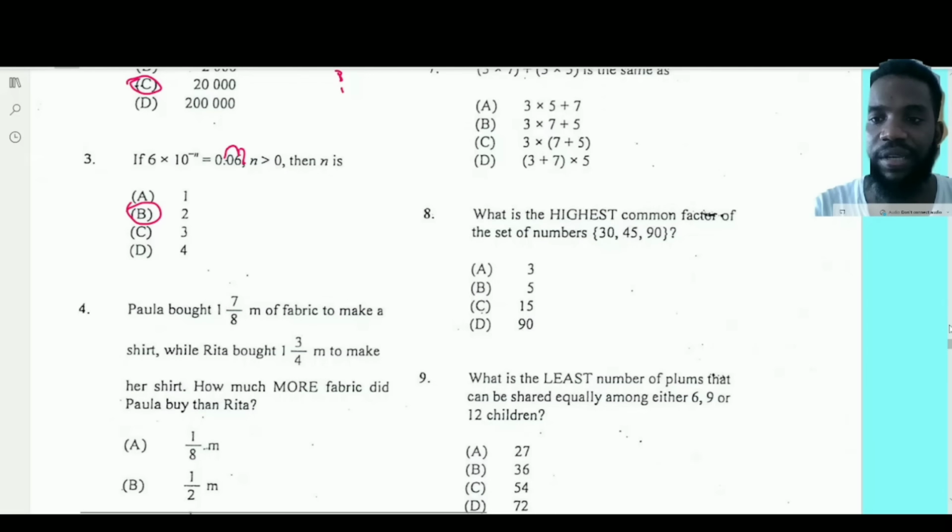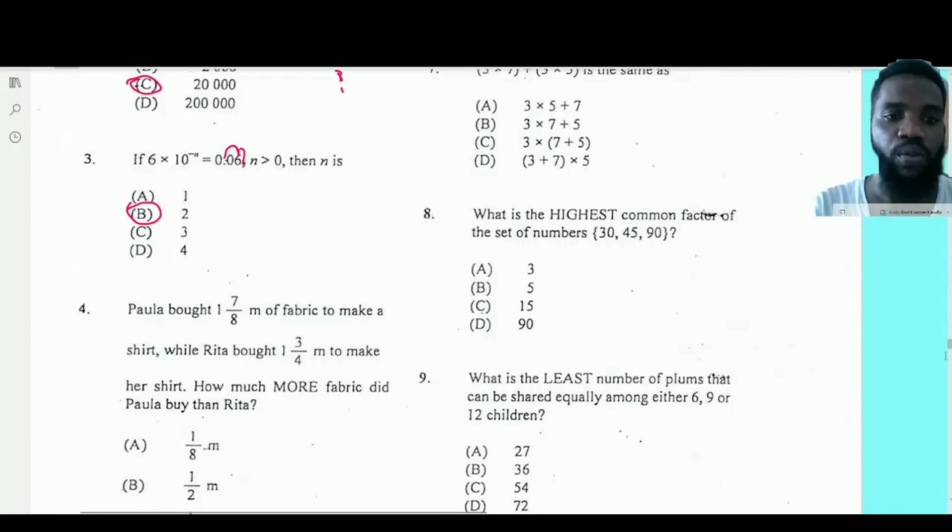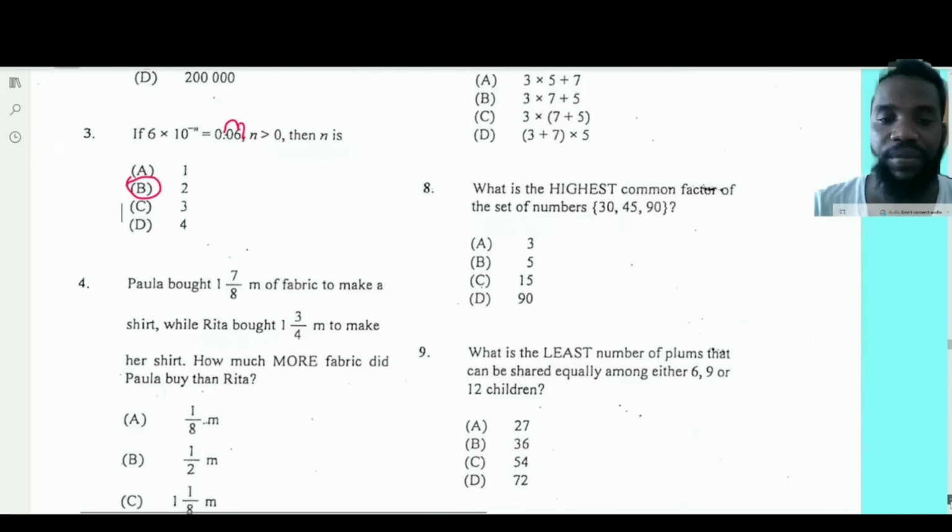Alright, moving down to question 4. Question 4 says Paula bought 1 7/8 meters of fabric to make a shirt, while Rita bought 1 3/4 meters to make a shirt. To make her shirt, how much more fabric did Paula buy than Rita?